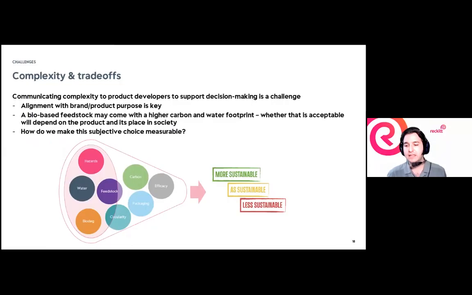And then finally, the other great challenge is around complexity and those trade-offs, and actually communicating that complexity to our product developers to help in their decision making. Here, alignment with the brand purpose is key. And understanding that a bio-based feedstock may come with a higher carbon or water footprint, whether that's acceptable will depend on that product's place in society. And the challenge then is how do we make that what is essentially a subjective choice clearly measurable?